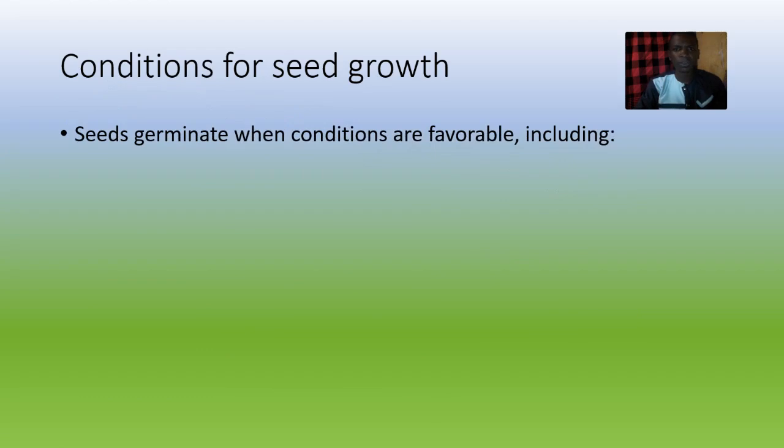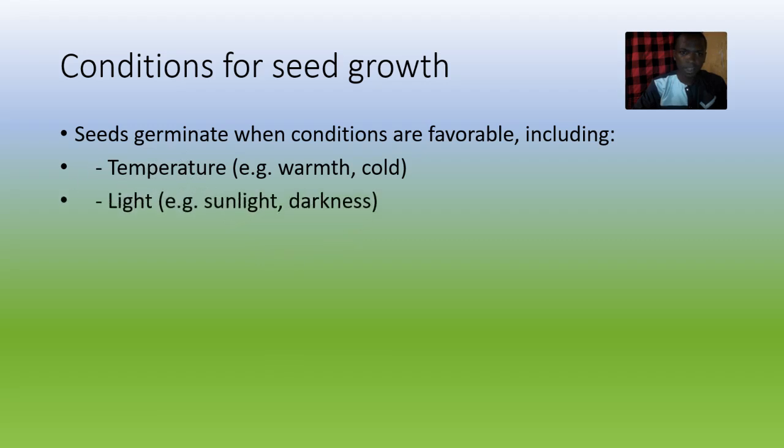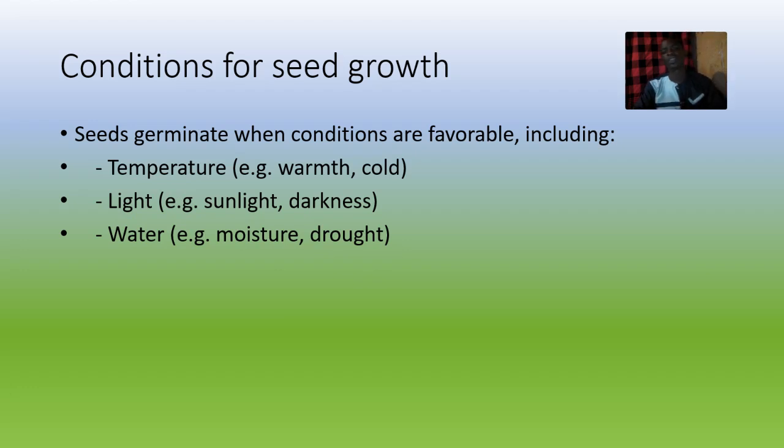The conditions for seed growth. Seeds germinate when conditions are favorable, including the following: temperature, that is warmth or cold; sunlight, that is light; then water. If it is not a moist condition, then it is in drought.